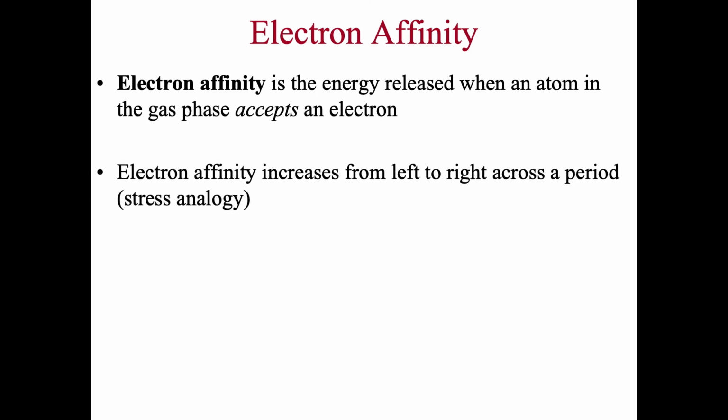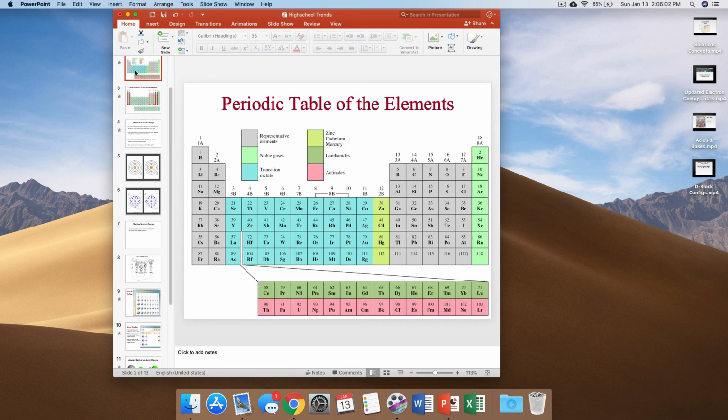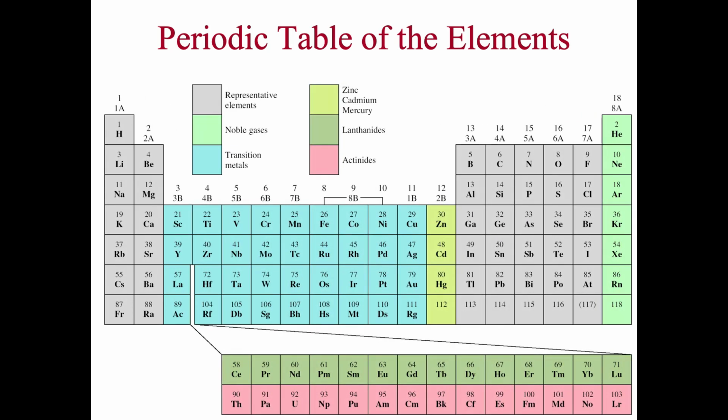which is great. And so I have a stress analogy for this because we can all relate to stress in our lives. But here's the trend first. Electron affinity increases from left to right on the periodic table. So just like ionization energy, the exact same trend. So here's my stress analogy. Let me go back to a slide here that's just got the good old periodic table. So remember the definition. The energy released when an atom accepts an electron.